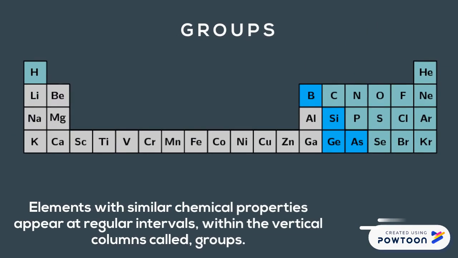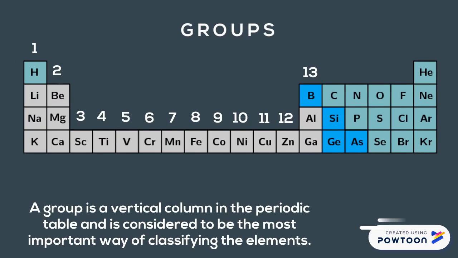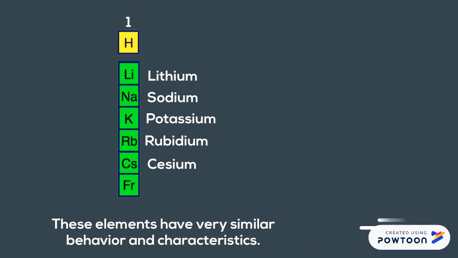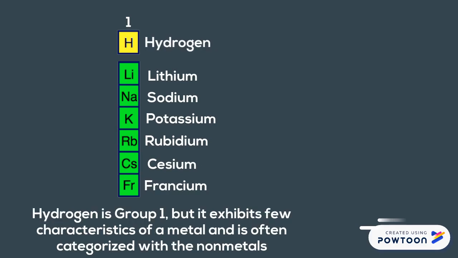Elements with similar chemical properties appear at regular intervals within the vertical columns called groups. A group is a vertical column in the periodic table and is considered to be the most important way of classifying the elements. The alkali metals make up group 1 of the table and comprise lithium, Li, through francium, Fr. These elements have very similar behavior and characteristics. Hydrogen is group 1, but it exhibits few characteristics of a metal and is often categorized with the non-metals.